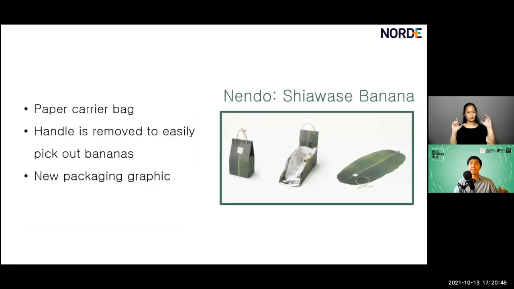This one is the Shiawassee Banana. So it's actually a banana packaging. It's for only a few bananas, not like a whole bunch. And the idea is that it's a paper carrier bag. And they actually changed the graphic to look similar to a banana leaf. So it adds this natural look to the banana and it increases that association with natural materials.